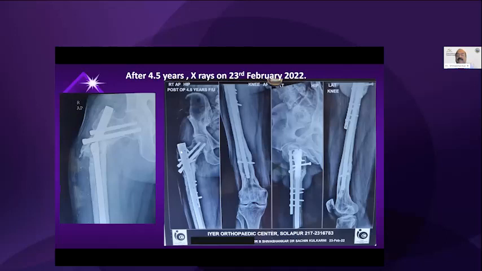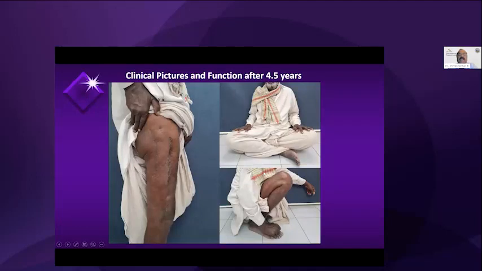This is directly after 2 months he came. After 4.5 months, 4.5 years, the fracture has beautifully consolidated. The earlier entry was from the tip of the trochanter. This I've tried to medialize by putting a blocking screw, and the fracture consolidated beautifully. And this is the clinical picture.